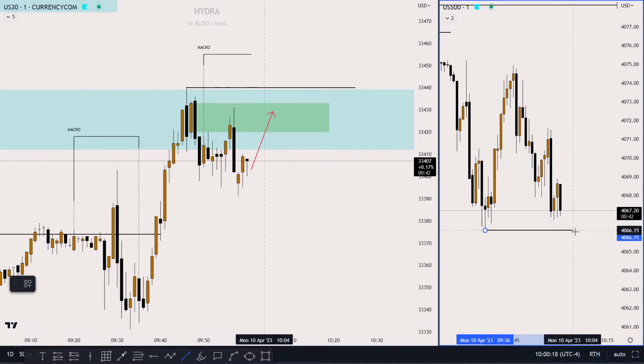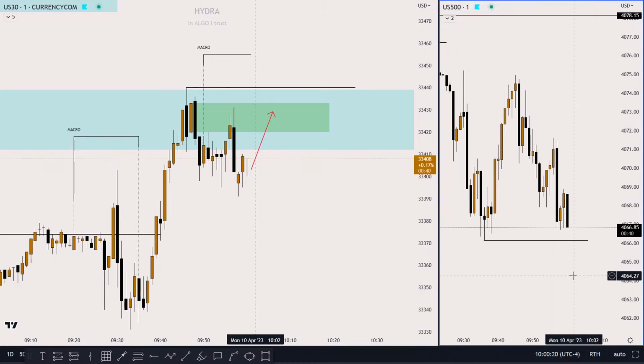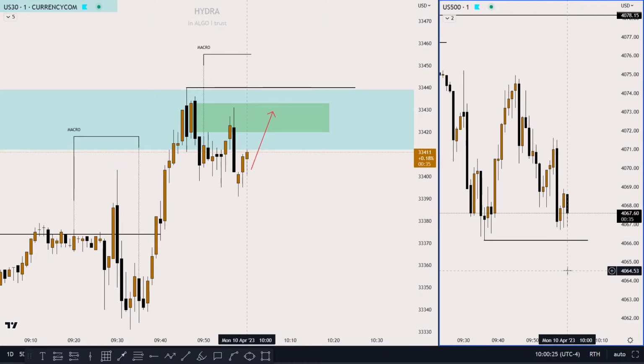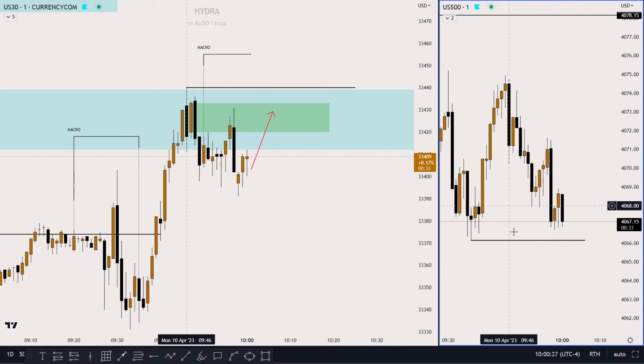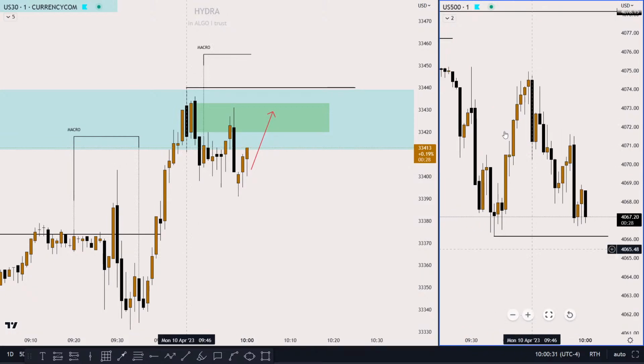I do use a personal time zone on crypto for my macro. I have two macros on crypto. That's my personal macro. It's not ICT approved, and I'm not gonna share that. So that's our relative equal low on US 500. Just look at US 500. US 500 is moving so nicely.